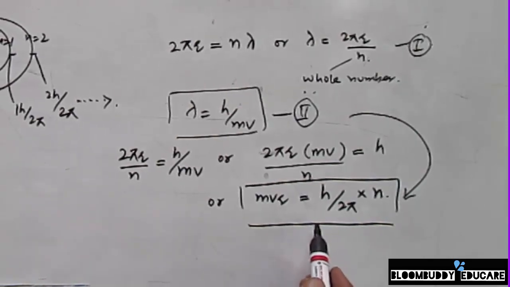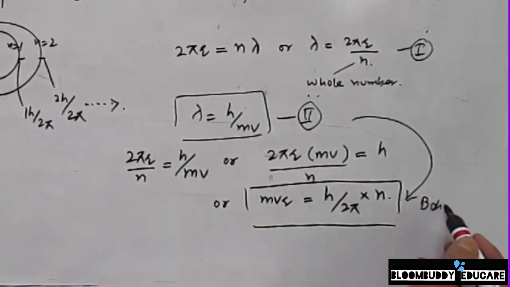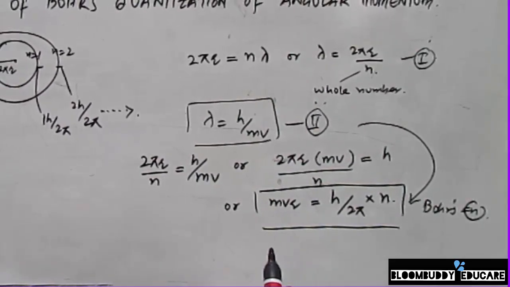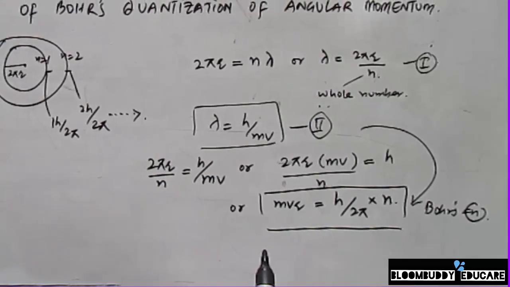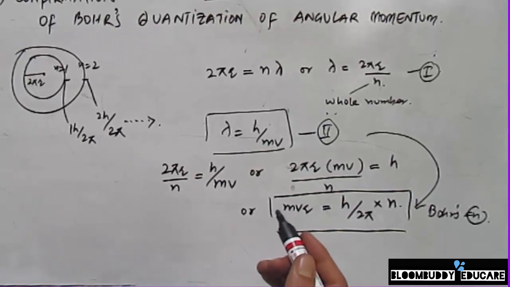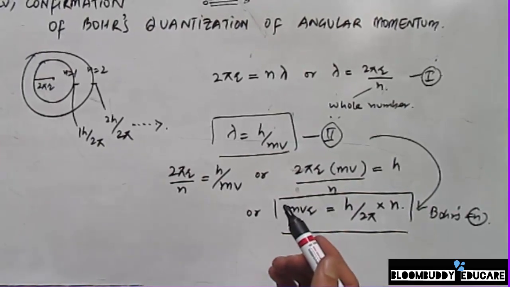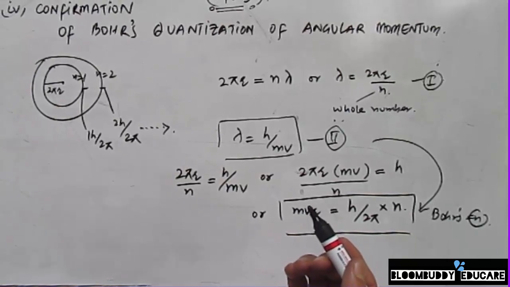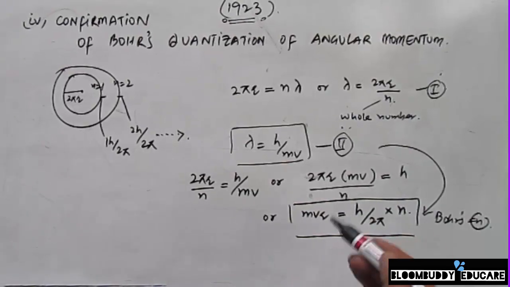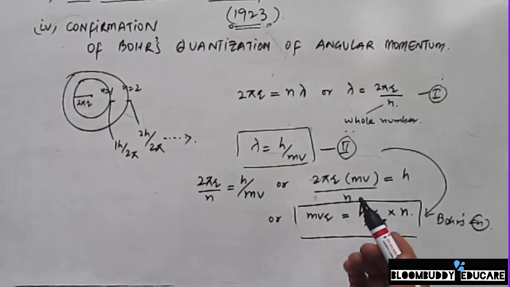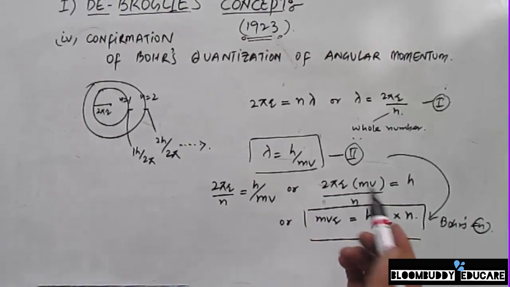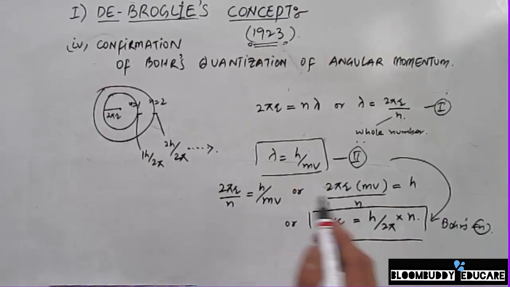That is the quantization of the angular momentum. So this is Bohr's equation. So this is how we can use de Broglie's equation to deduce Bohr's equation of quantization of the angular momentum. This equation clearly shows that Bohr's assumption, namely that the angular momentum of an electron is a whole number multiple of h by 2 pi, is also confirmed only if an electron is supposed to behave as a wave as suggested by de Broglie. In other words, de Broglie's and Bohr's concepts are in agreement with each other.